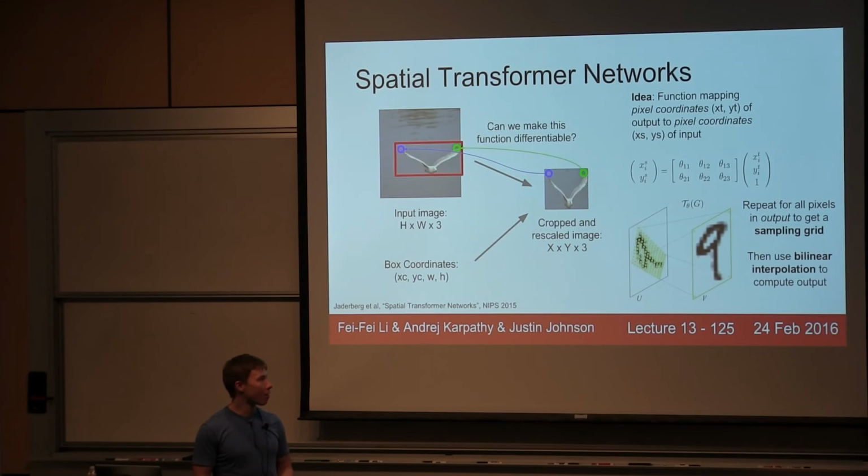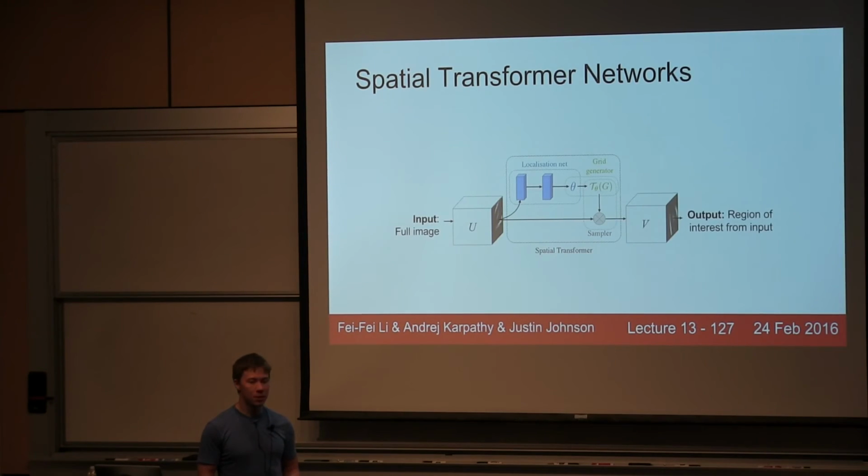So now this allows our network to actually attend to arbitrary parts of the input in a nice differentiable way, where our network will now just predict these transform coordinates theta, and that will allow the whole thing to attend to arbitrary regions of the input image. So they put this all together into a nice little self-contained module that they call a spatial transformer.